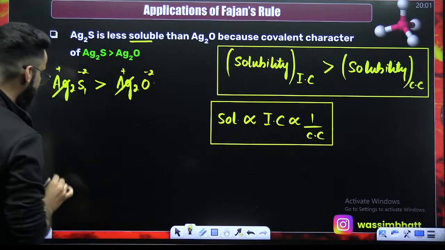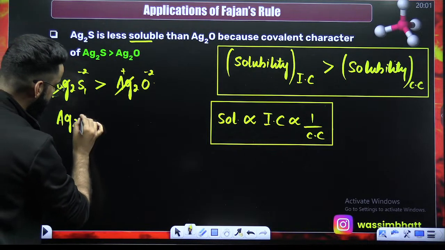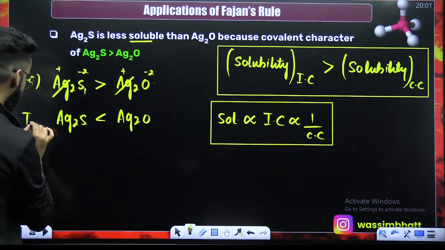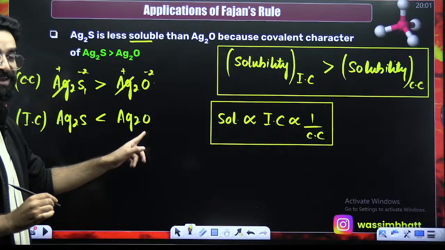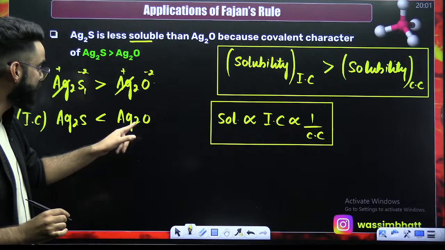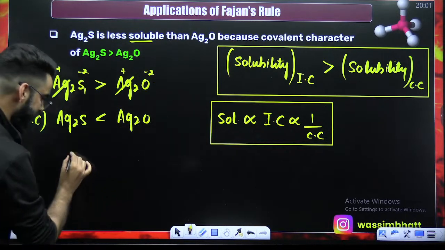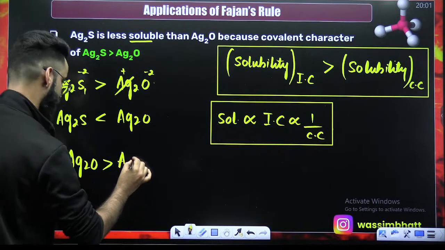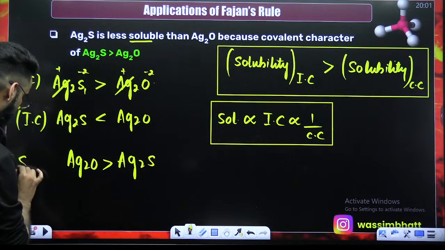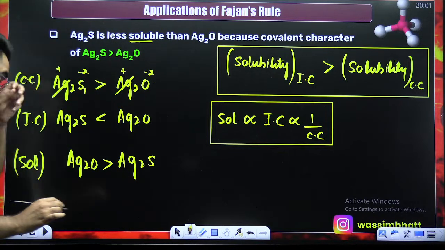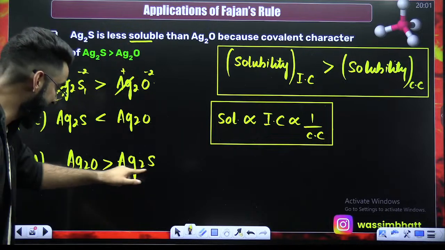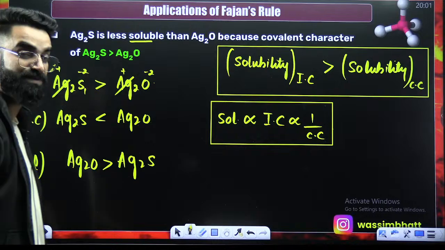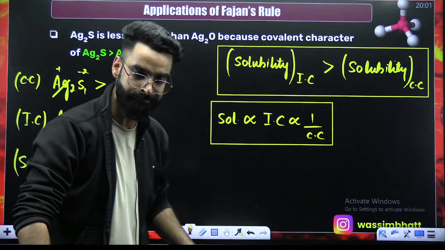If this is the order of covalent character, tell me the order of ionic character. The ionic character order will be the reverse of it. And the more the ionic character, the more the solubility. So I would say the solubility of Ag2O will be more than that of Ag2S. This is the order of solubility. That's what I mentioned over here: Ag2S is less soluble than Ag2O, which is explained by Fajan's rules. Simple. Number one.